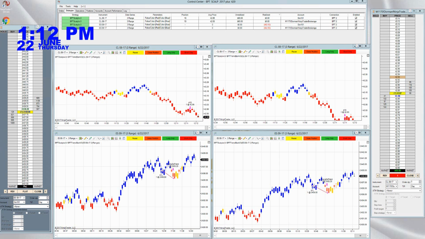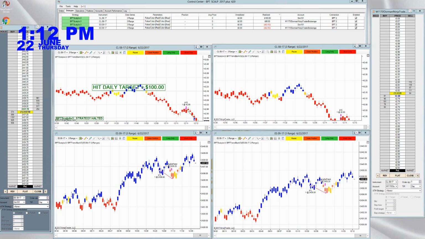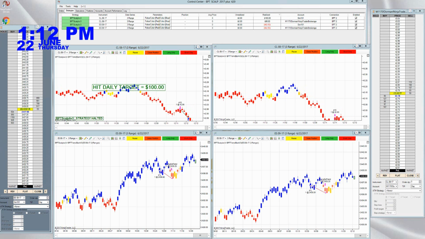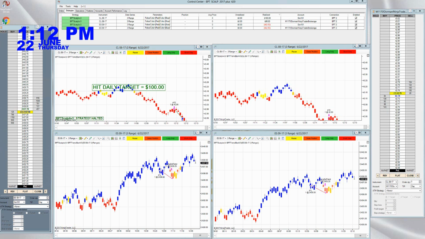Let's keep looking at it. There we go, we got 100. For this trade, we got the 100 target hit on one trade, and it took seconds to do that.